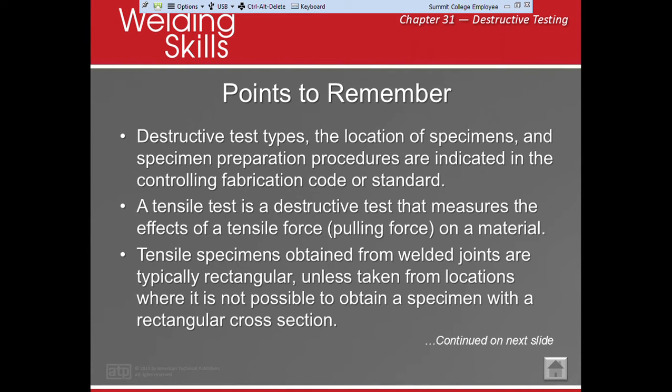Welcome to the wild world of destructive testing. Chapter 31, place to remember. Alright guys, let's do this.